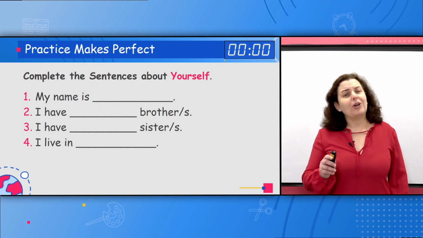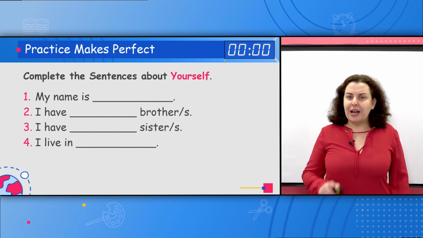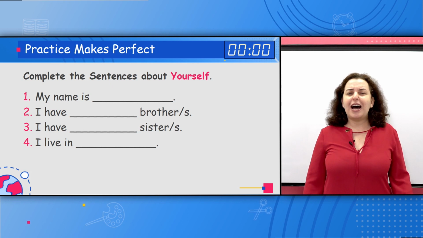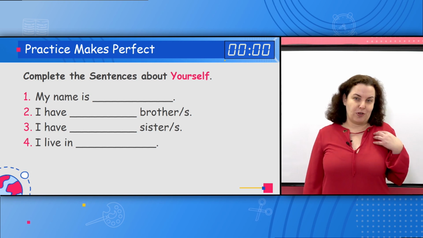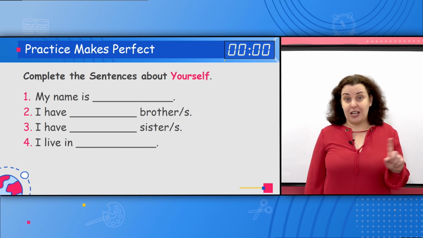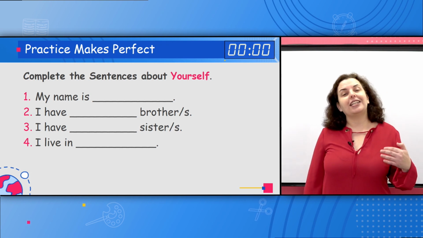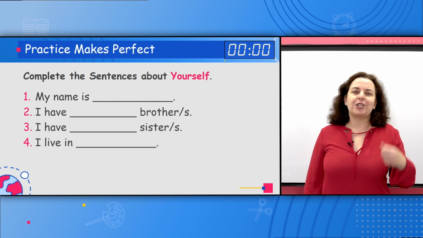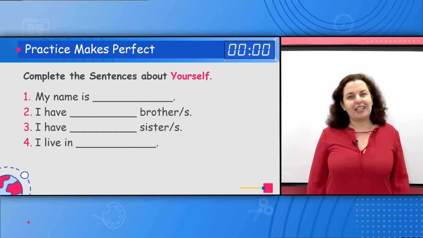Hi again. What did you write in your notebook? I'll tell you about myself. My name is Rivki. I have one brother. I do not have sisters. And I live in Ramat Gan. I'm curious to see your answers.